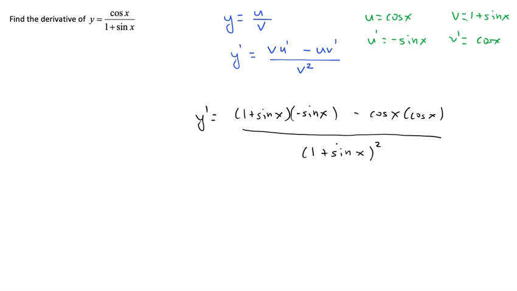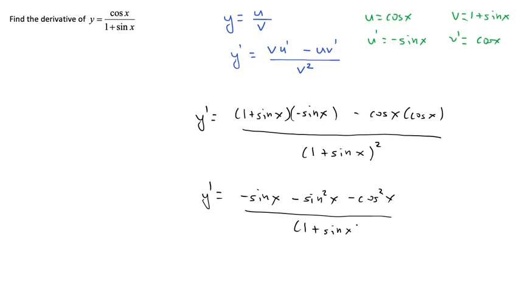I guess technically you could leave it like this, but we can distribute through and take care of the signs. So y prime, we'll distribute this. What do we get? Negative sine of x, and then negative sine times sine is negative sine squared of x. And then here we get minus cosine squared of x. So all of this is divided by 1 plus sine of x, squared.